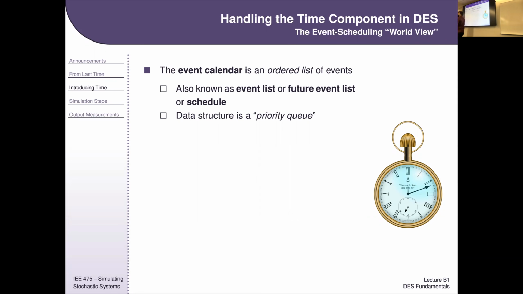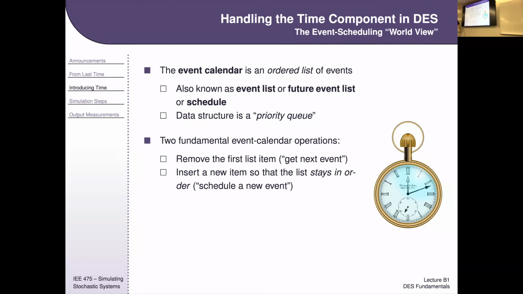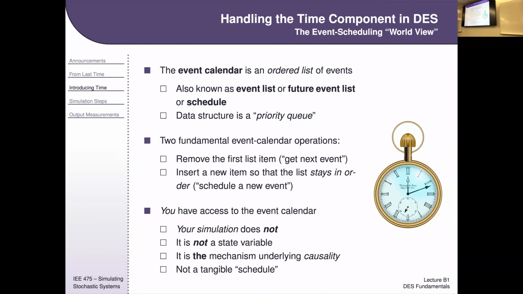So most queues are first in, first out. A priority queue is one where the item that is taken out is the one that has the highest priority. In this case, temporal priority, it's the earliest event. So you add events with some time, and then they are inserted in the right order so that the next event that's taken off the queue is always the earliest event. That's what we call a priority queue. So the two fundamental operations are remove the first item and insert a new item in order. That's what we mean when we're scheduling a new event.